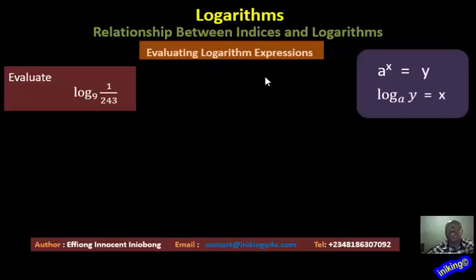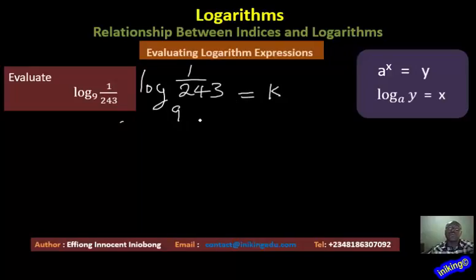We are still evaluating logarithmic expressions. The next expression we have here is the logarithm of 1 all over 243 to base 9. How do we evaluate this? Same procedure. Log of 1 all over 243 to the base of 9. We'll say let this be equal to, what should we use this time? Let's say let this be equal to k.